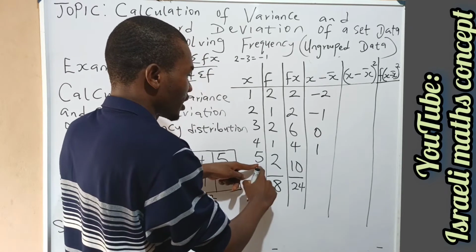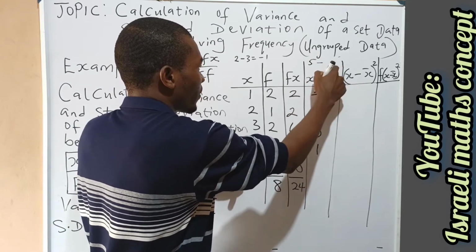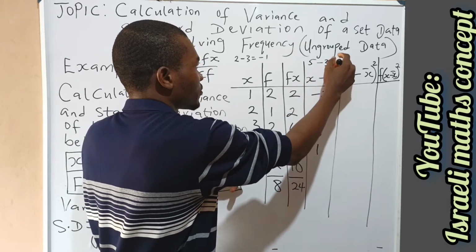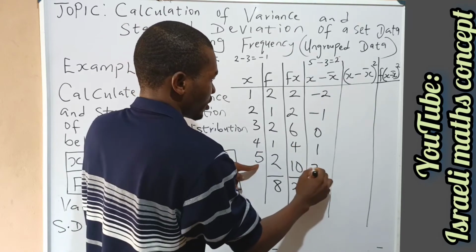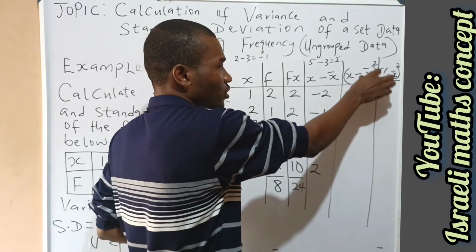The next one is 5, and 5, which is our x, minus our bar x. Remember, our bar x is 3, and 5 minus 3 will give us 2. So here we have 2. So the next column is x minus bar x all squared.